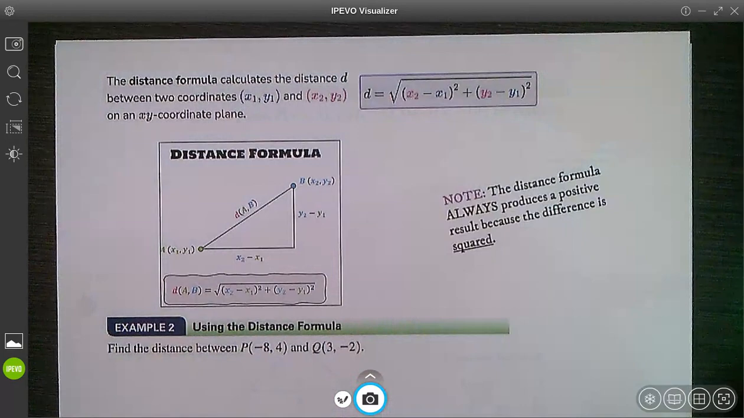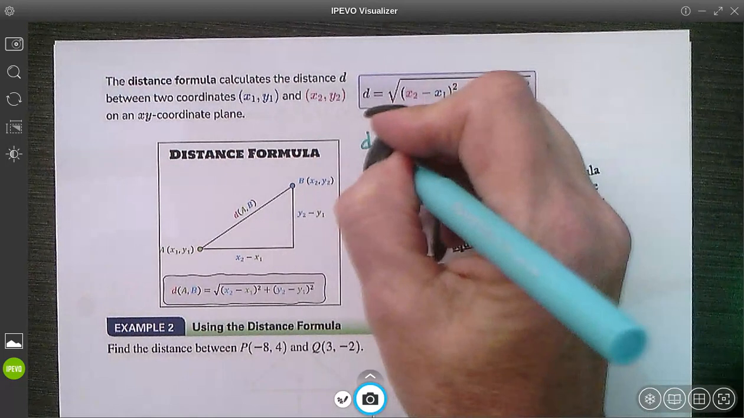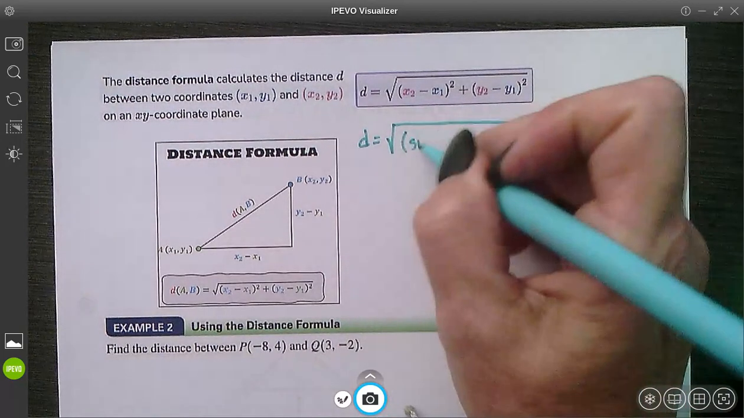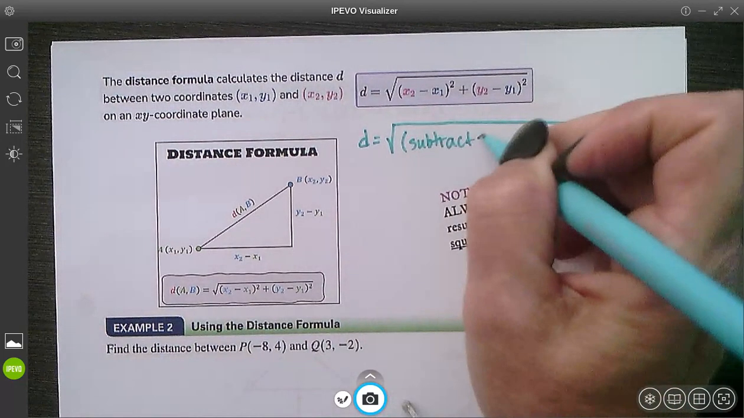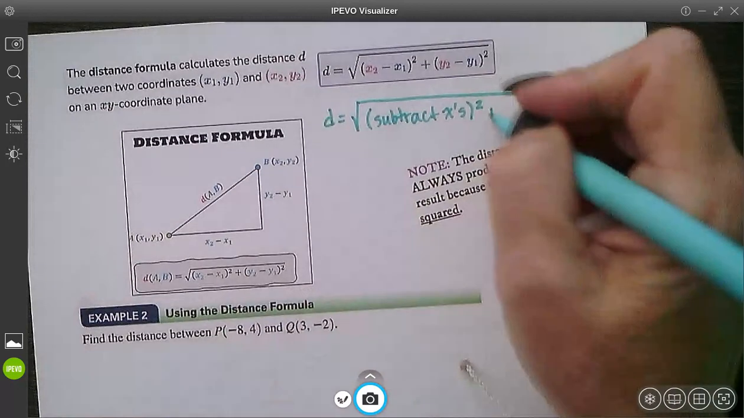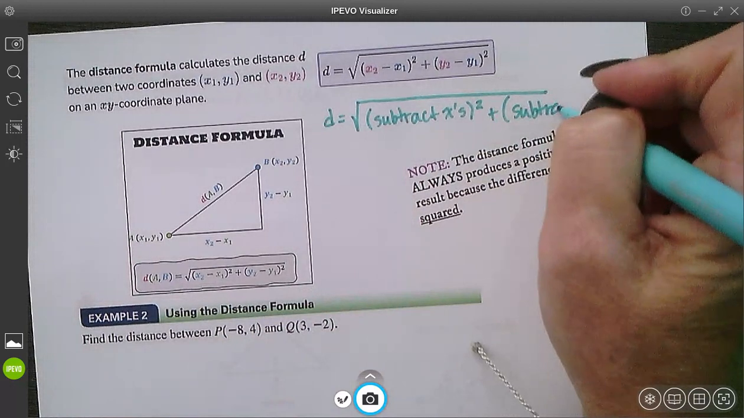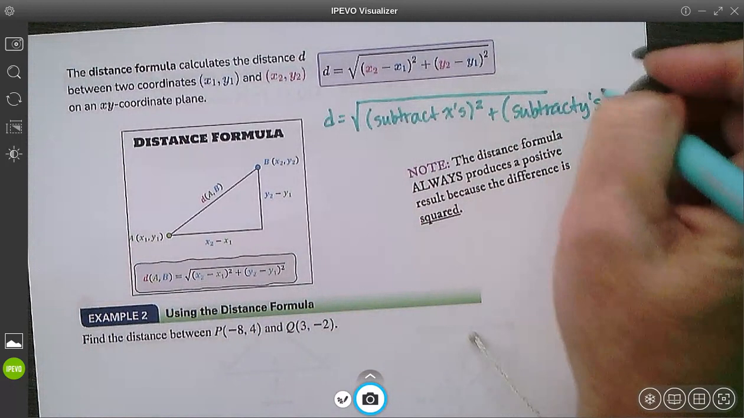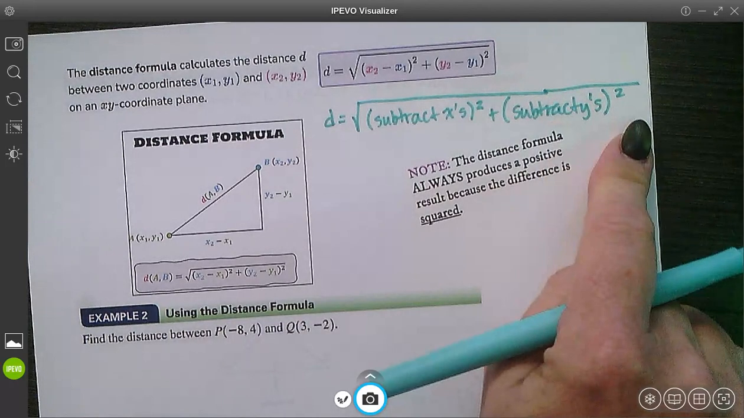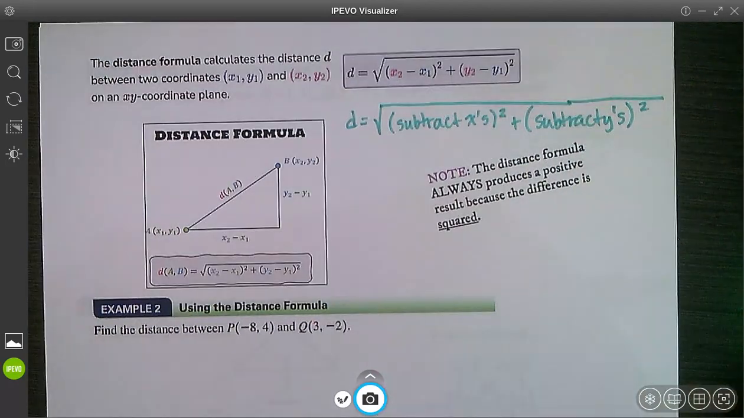When I do the distance formula, I try not to memorize formulas as much as possible because my memory is really not that great. So when I'm doing the distance formula for my own self, I just think of it like subtract the x's and then square it, and I subtract the y's. Subtract the y's and square that, and then I take the square root of the whole thing.